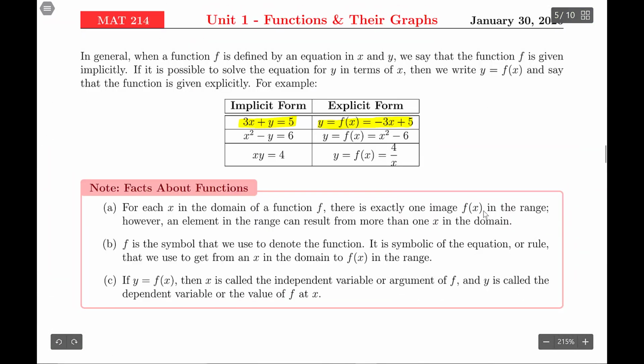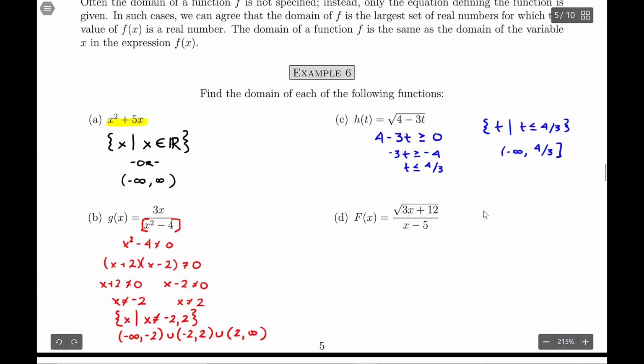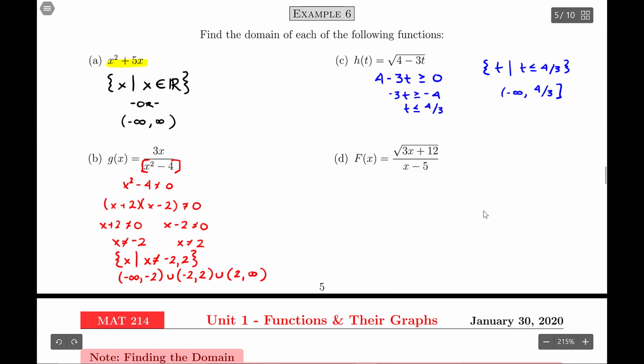We have two different things going on here that we have to consider. One, we have to look at the denominator, and we have to look at the numerator. So first, let's look at the denominator. We have x minus 5, and like we said before on a radical expression, the denominator cannot be 0. So we know that x cannot be positive 5.